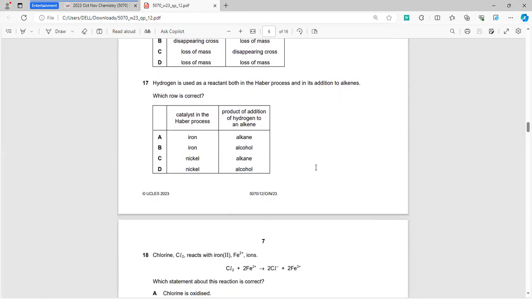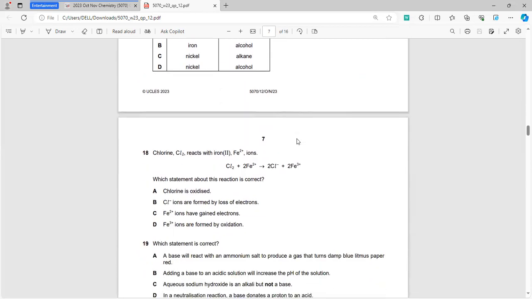Now in question number 17, we just have to know the catalysts which are being used in each of the following processes. In the Haber process, which is used in the manufacture of ammonia, iron is the catalyst, whereas the product of the addition of hydrogen to an alkene is that the hydrogens are added across the double bond, so they convert an alkene to an alkane.